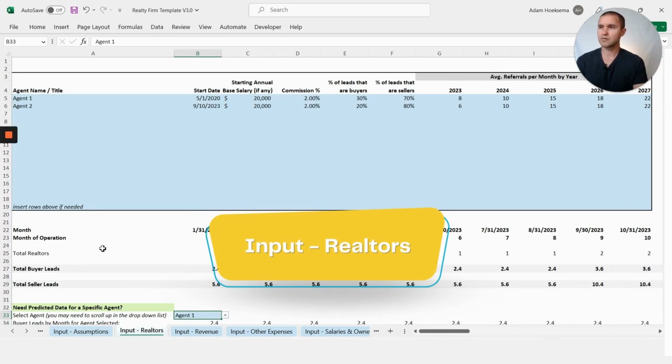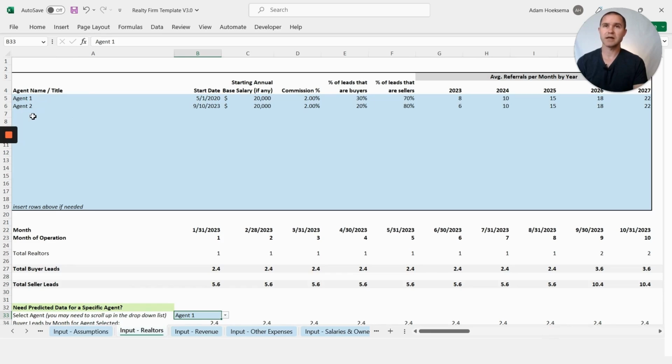Now we're going to move over to the Input Realtors tab. Here you have the ability to input individual agents. And you can put a projected start date, whether that's currently or in the future or in the past, a starting annual base salary, and the percent commission that the agent is going to get. So your agency might get, let's say, 6% or 3% of a deal, or whatever that might be. And then this is what percentage commission the agent is going to actually receive.